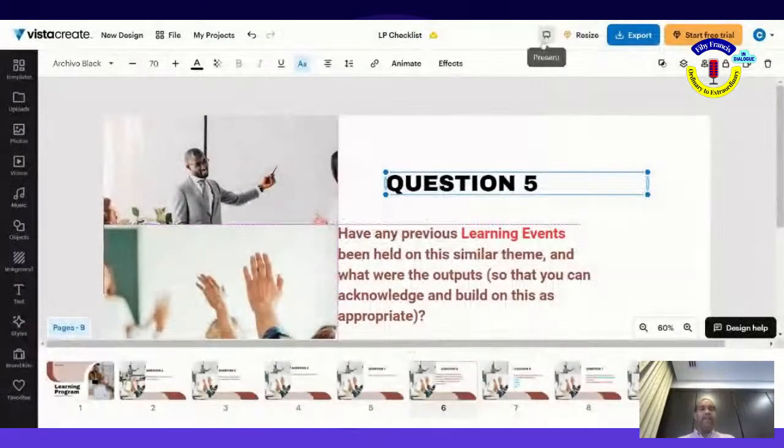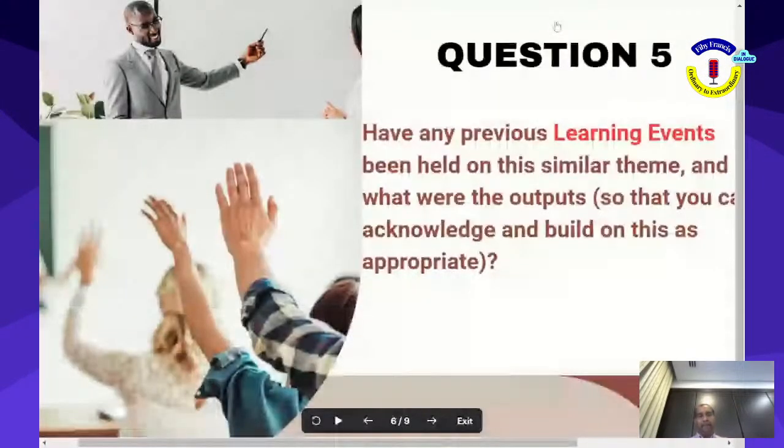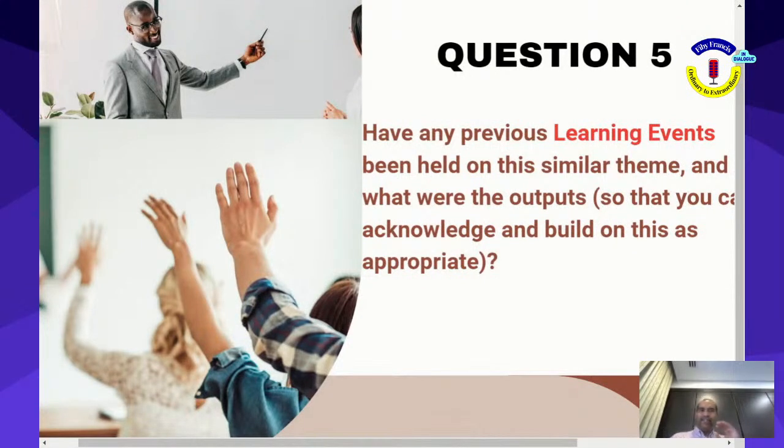So that is exploring whether we have done any previous event for our members. So have any previous learning events been held on a similar field? And what were the outputs? So that you can acknowledge and build on this as appropriate. So have any previous learning events been held, and what were the outputs?